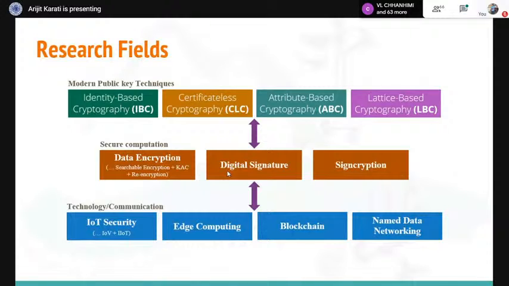So this is my basic research field. I do research in secure computations. Basically my work is based on data encryption, like digital signatures for authentication and some signcryption schemes. Those schemes are based on modern public key cryptographic techniques like identity-based encryption and certificateless cryptography.